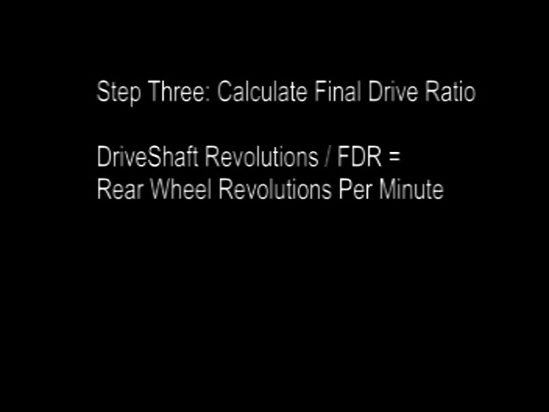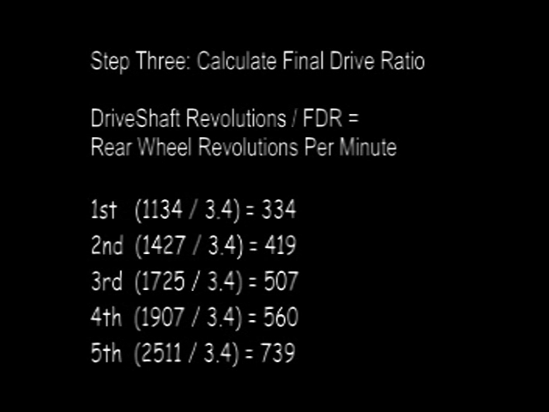We can calculate how fast the rear moves by taking the drive shaft revolutions divided by the final drive ratio. First gear at 5,000 RPM is 334, second is 419, third is 507, fourth is 560, and fifth is 739. This is how fast the rear wheel moves every minute.